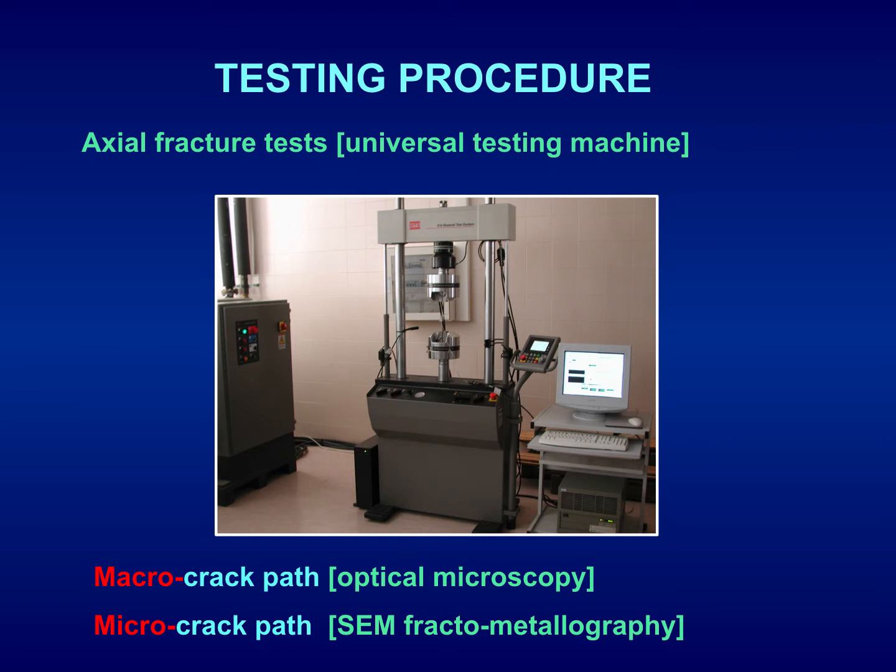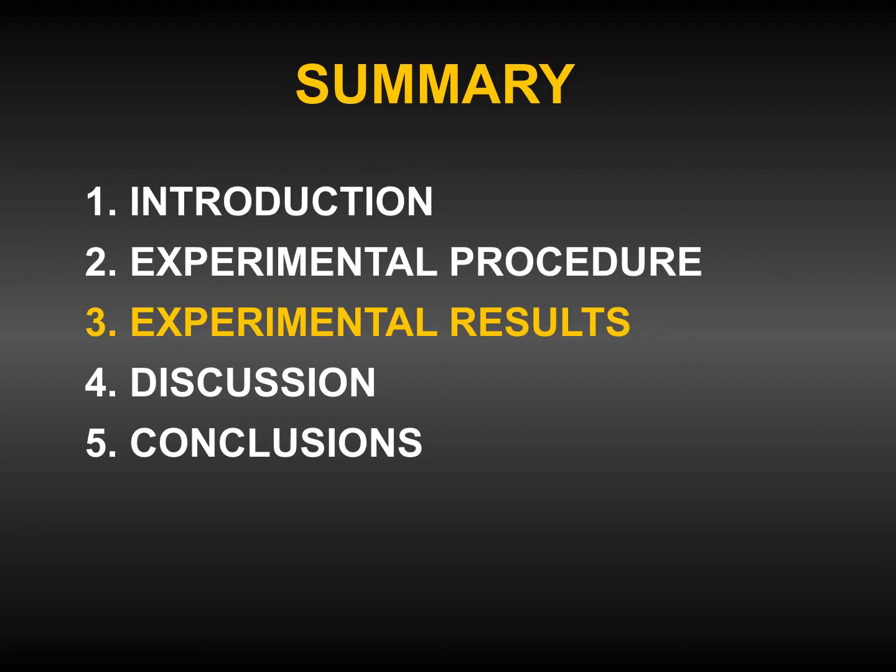The testing procedure: we perform axial fracture tests in a universal testing machine shown in the photograph, and we are interested in both macro and micro crack paths. The macro crack paths are observed by optical microscopy and visual observation, and the micro crack paths are observed by scanning electron microscopy and, in addition, fractometallography.